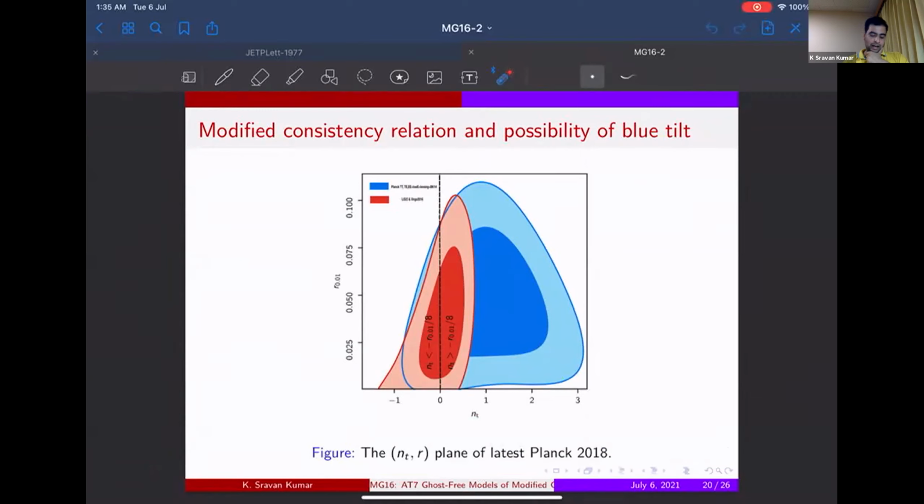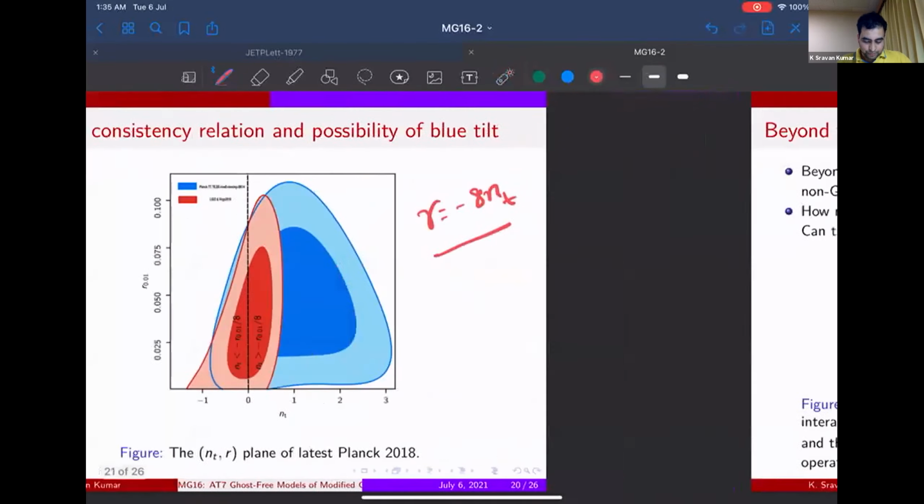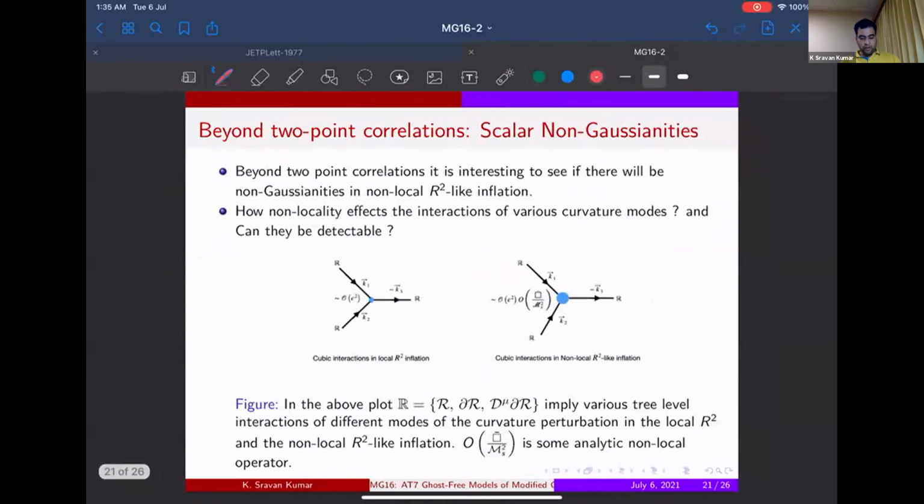If n_T and r are detected, then, as I said, in standard slow-roll single field inflation there is a consistency relation, which is r equals minus 8 times n_T. But in the case of non-local R square, we modify it thanks to this new term Weyl f of box Weyl. On top of it, we also computed non-Gaussianities, that means 3-point scalar correlations.